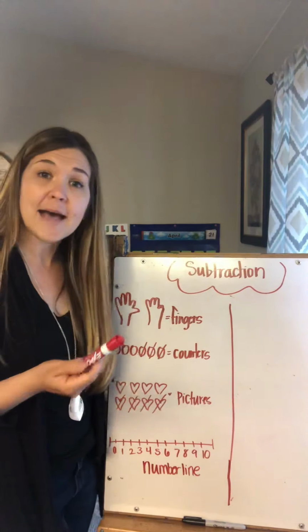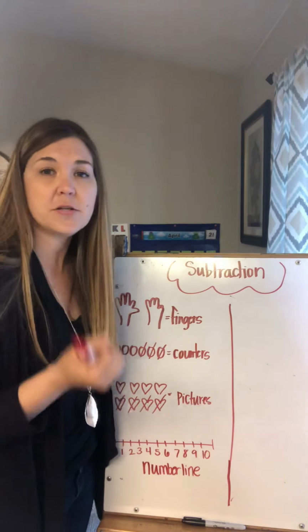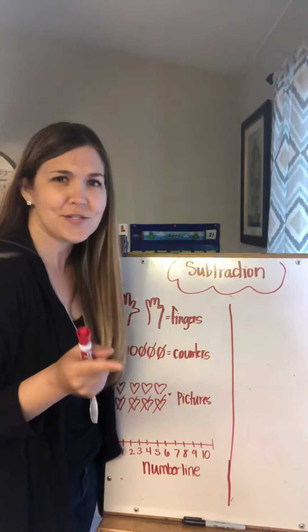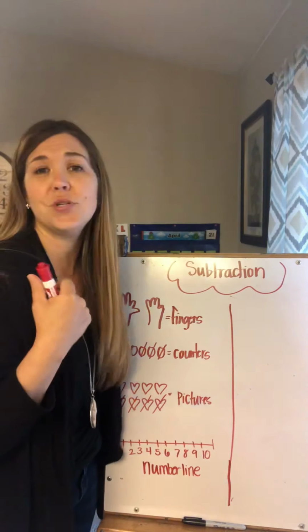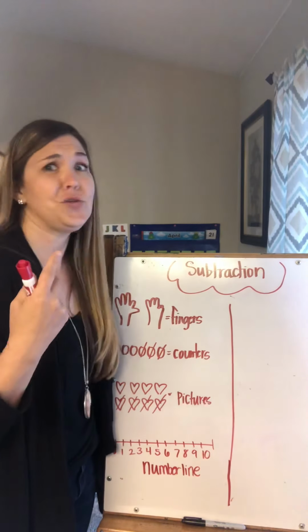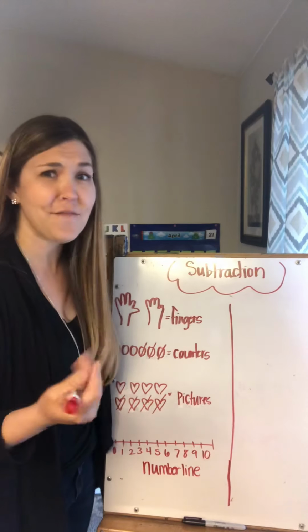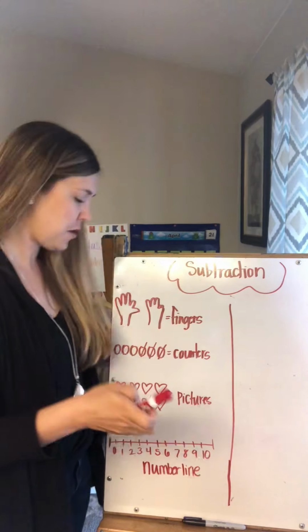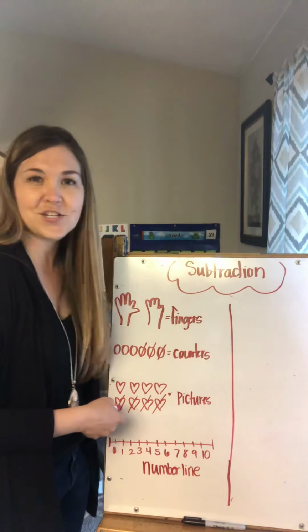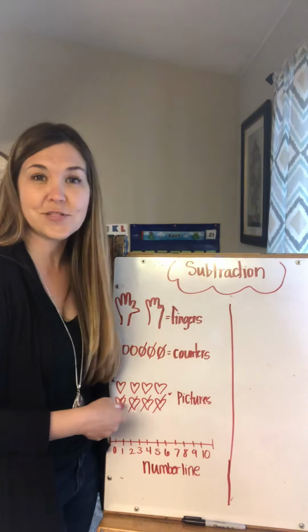Counters. In class, we use counters, and you may not have counters at home, but you can use all sorts of things. You can use Legos, you could use crayons, you can use beans, pasta, whatever you have at home can be a counter. Next strategy you can use is pictures. We all like to draw, right? Draw pictures when you're doing adding and subtracting. And the last strategy is a number line.